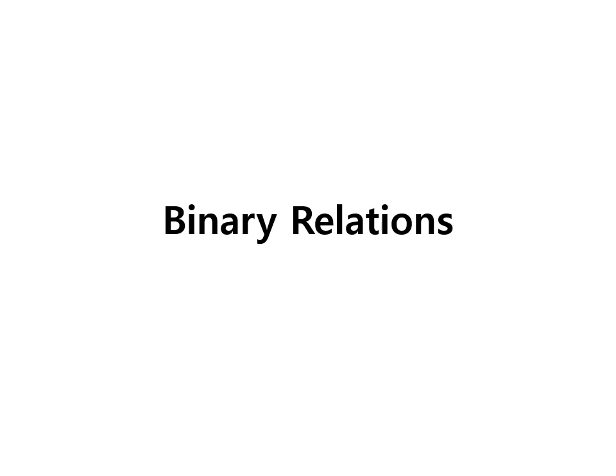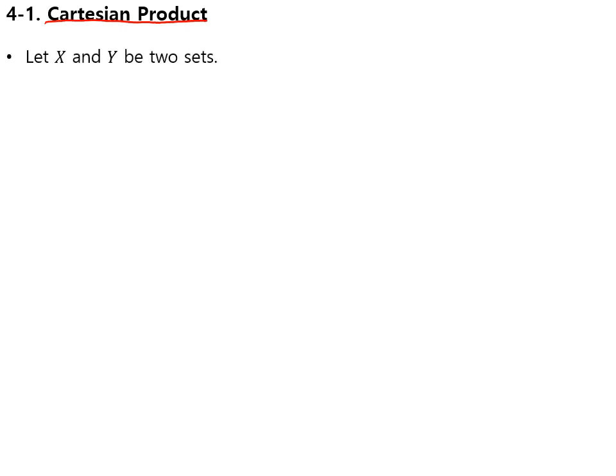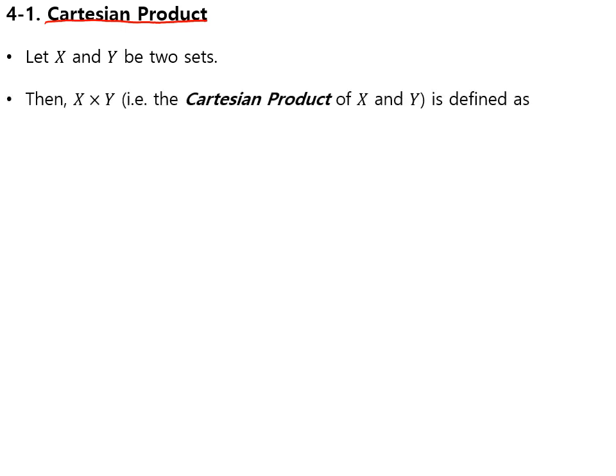Okay, so let us now try to understand the concept of binary relations. In order to understand binary relations, we need to first understand the concept of what's called a Cartesian product. So what is a Cartesian product? First, let x and y be two sets. Then we're going to use this symbol here. It's the set x times the set y.